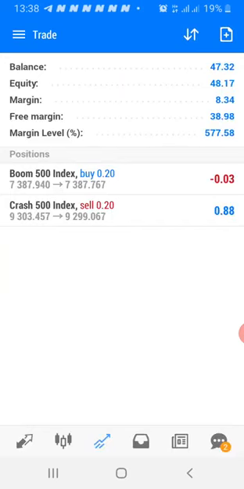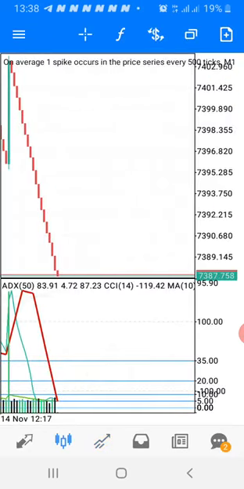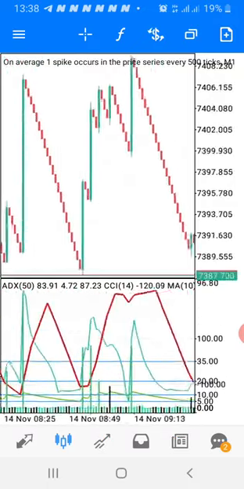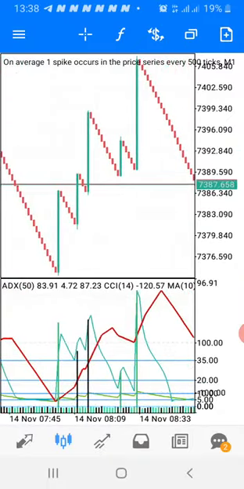Yeah, I just placed a buy. And let's not worry, this buy, let's see, it's going to spike. So let's check on other examples for boom 500. You see, at the oversold, but this time we are using oversold for boom 500 at the oversold level.